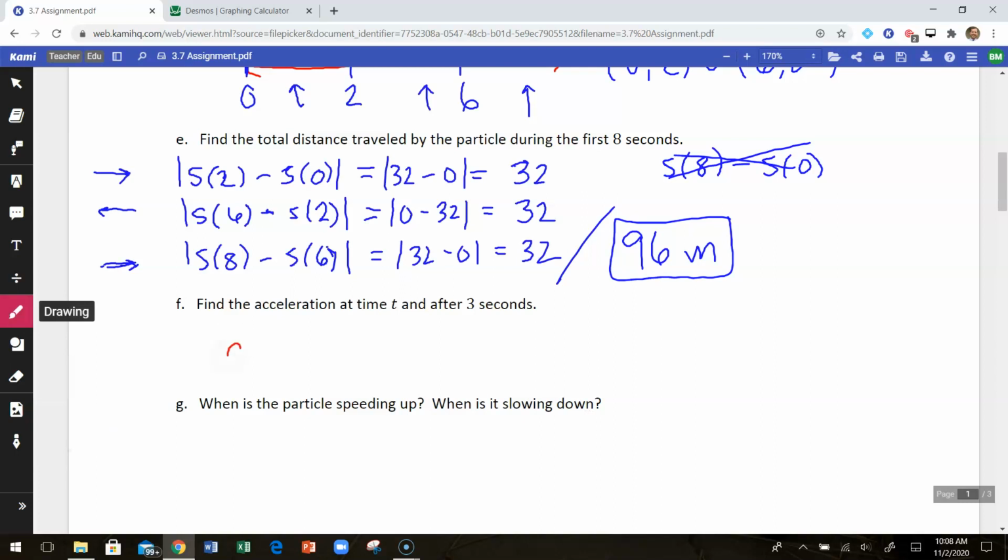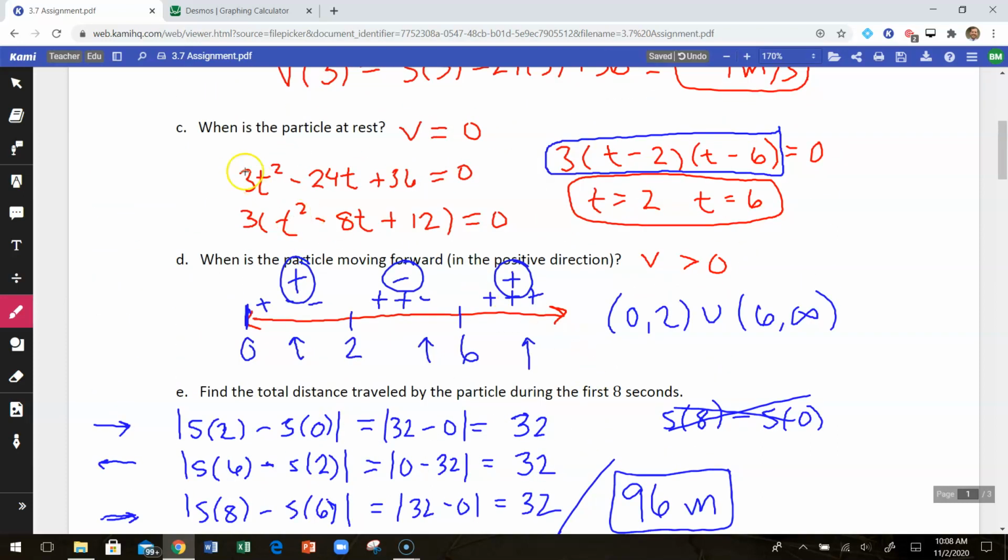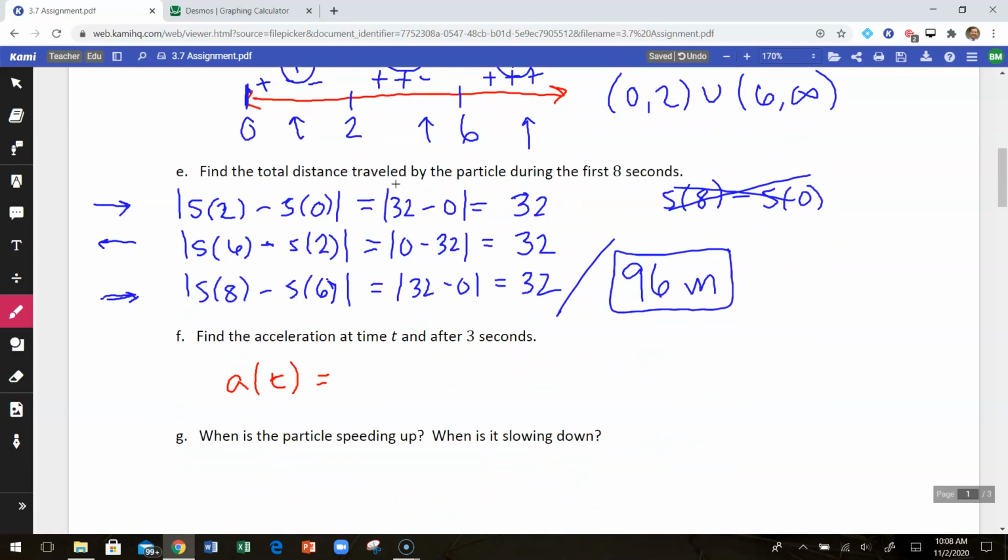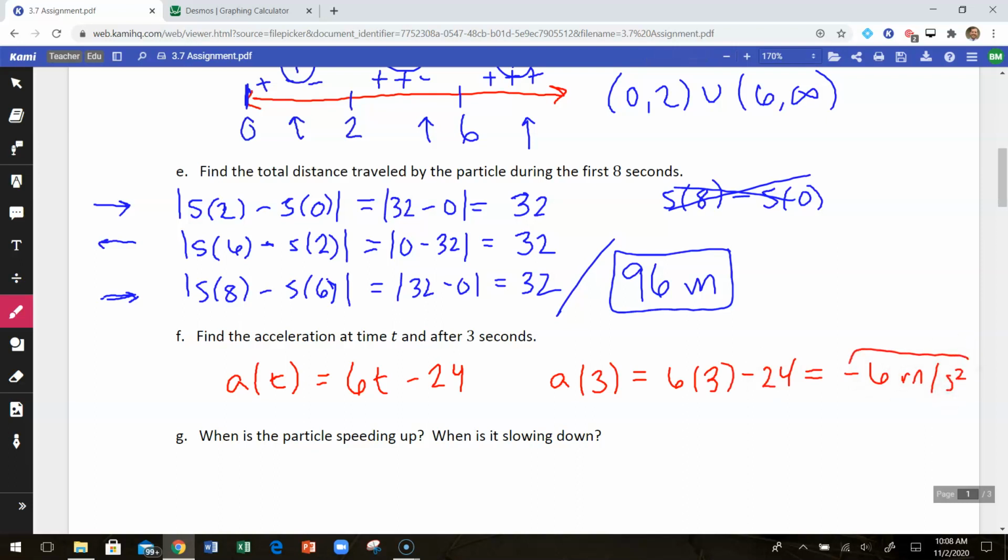Well, acceleration is just the derivative of the velocity function. So if we go back up and look at what our velocity function was, that's 3t squared minus 24t plus 36. If I take the derivative of that, I get 6t minus 24. So if I want to find the acceleration at 3 seconds, I'm just going to plug in 3 here. That would give us a value of -6 meters per second squared.